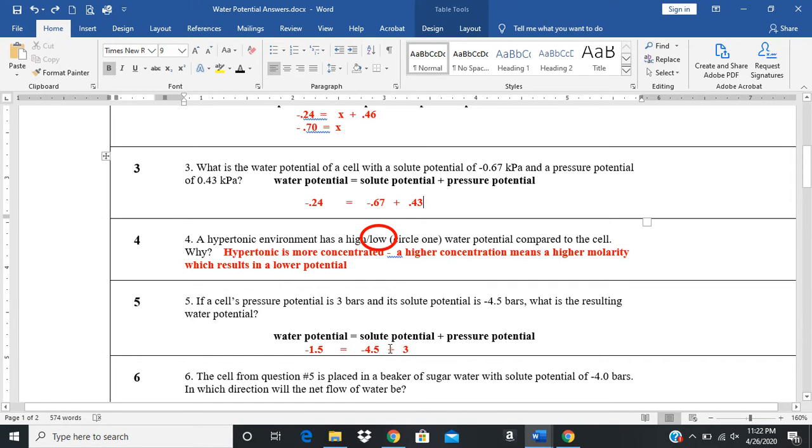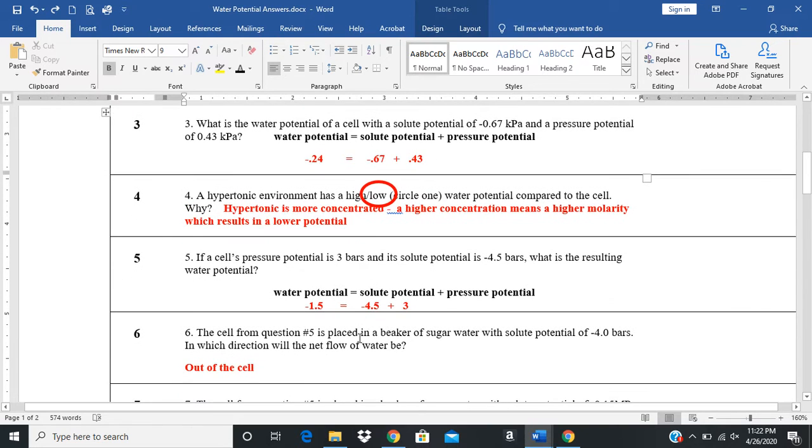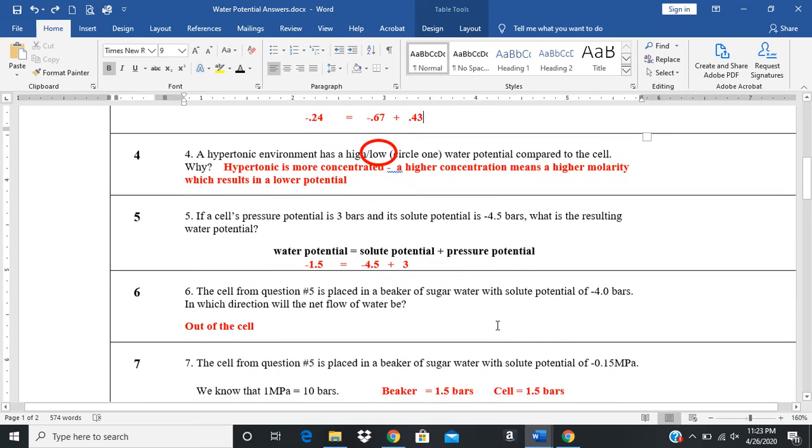Now, if we take a cell from question 5, here's our cell with this negative 1.5, and now we add it to a beaker with a solute potential of negative 4. Which direction will the water flow? It's going to go out of the cell. Why does it go out? Because water always goes from the higher potential to a lower potential. Negative 1.5 is a larger number compared to negative 4. So the water is going to go from the higher number to the lower number. It always flows down the gradient. It goes out of the cell.